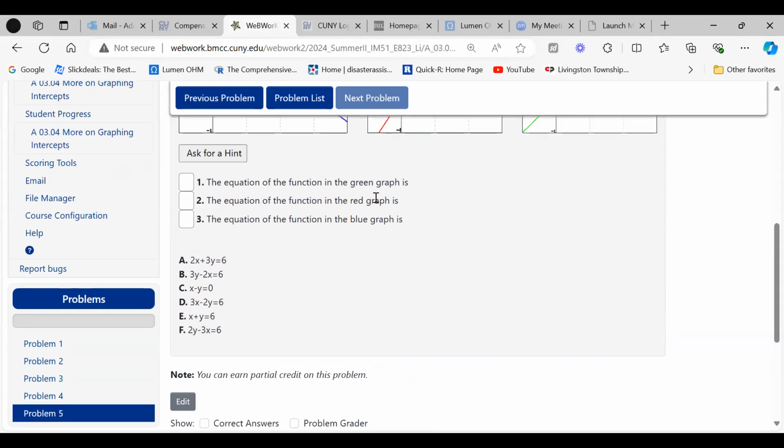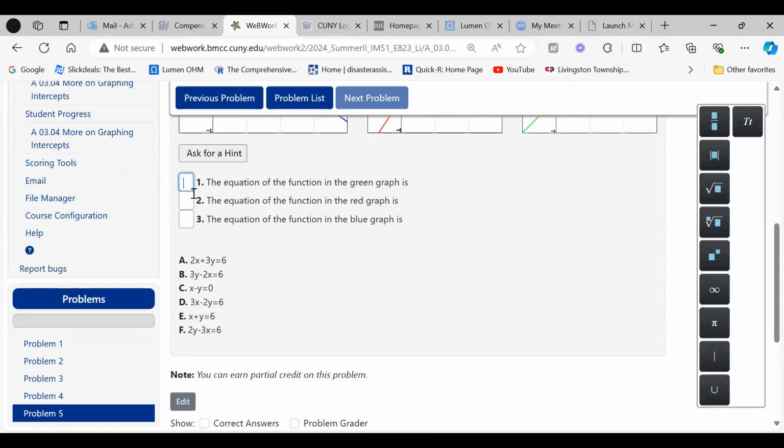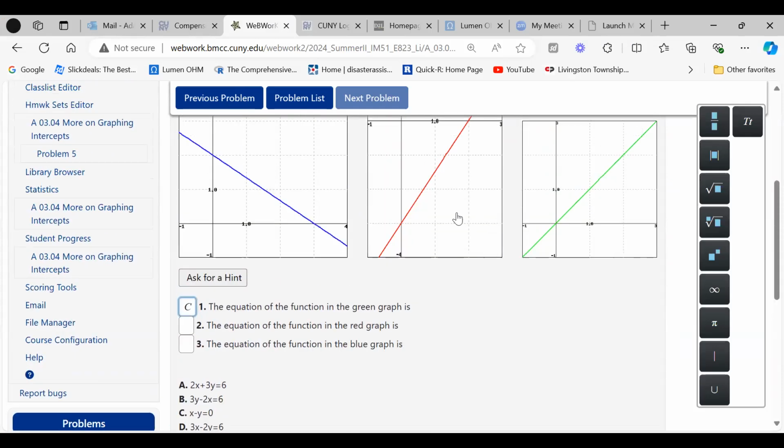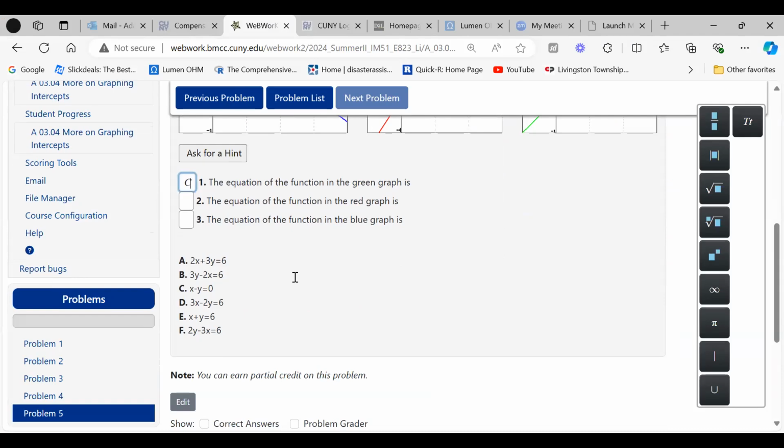So the green graph is C, right? C, yeah. The equation for the red graph, it's, okay, let me go back.